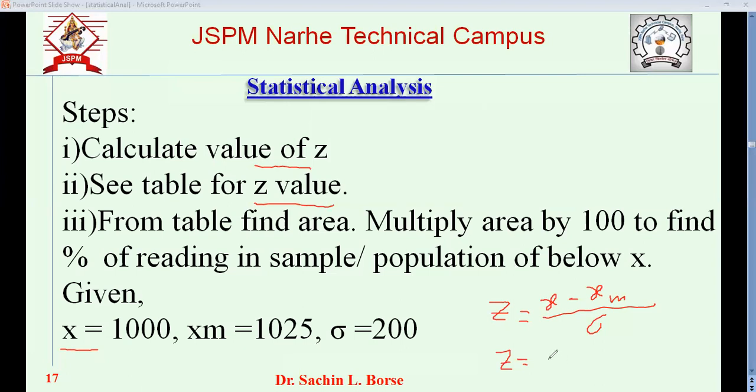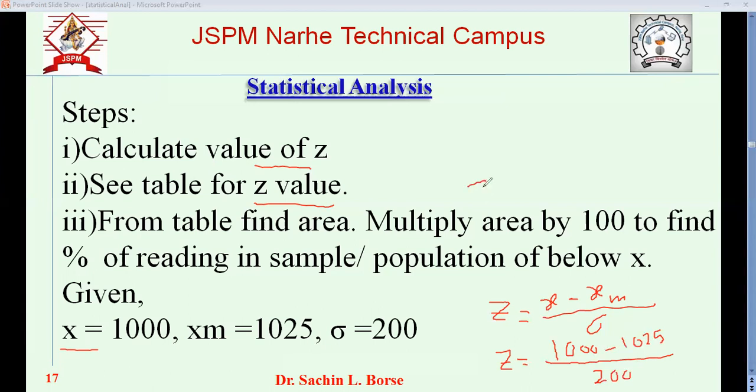So you just put the value of X. X is the particular marks, and the mean is given as 1000. X minus mean: 1025 minus 1000. Please understand now. Here X is bigger than the mean, so Z will come negative, which means your answer will be less than 50%. Please understand. Okay. Got it. Answer will be less than 50%.